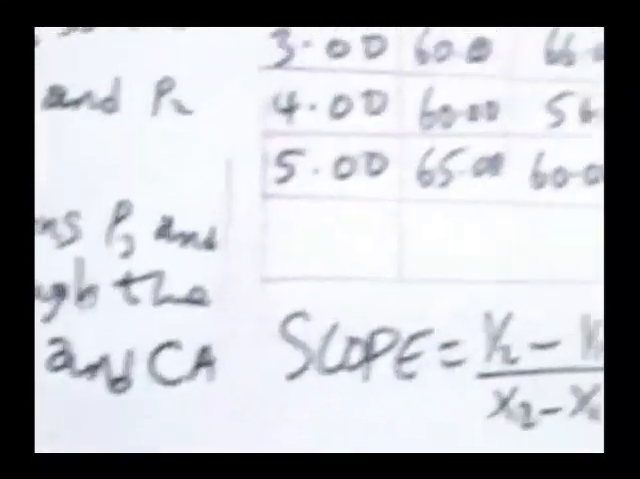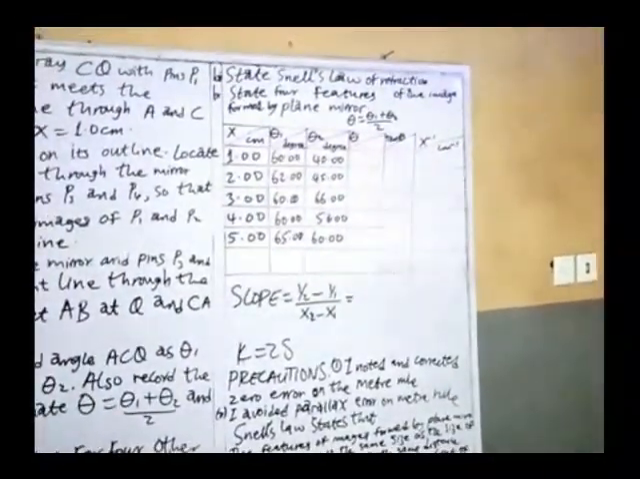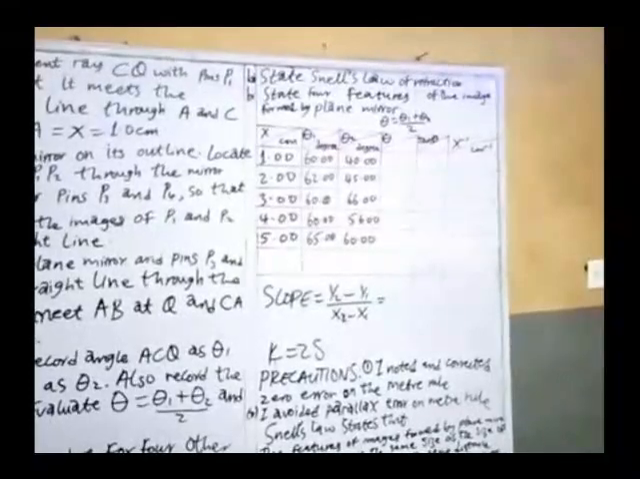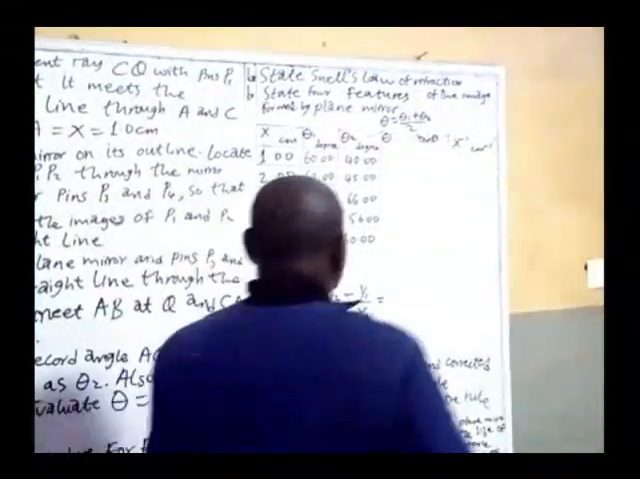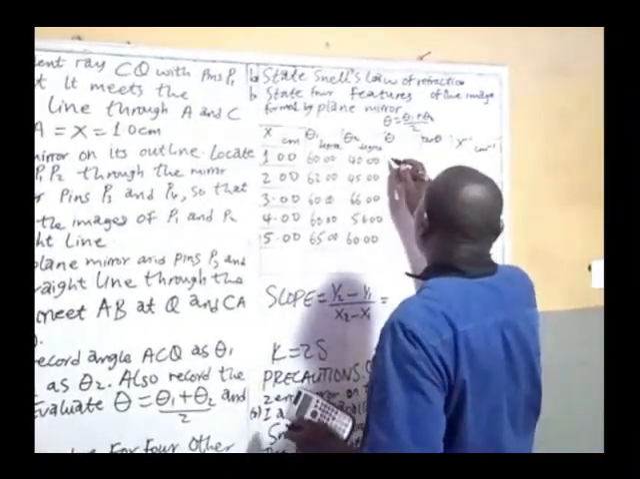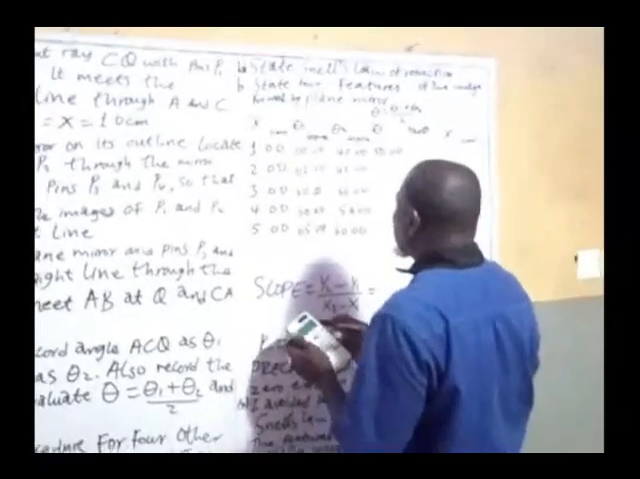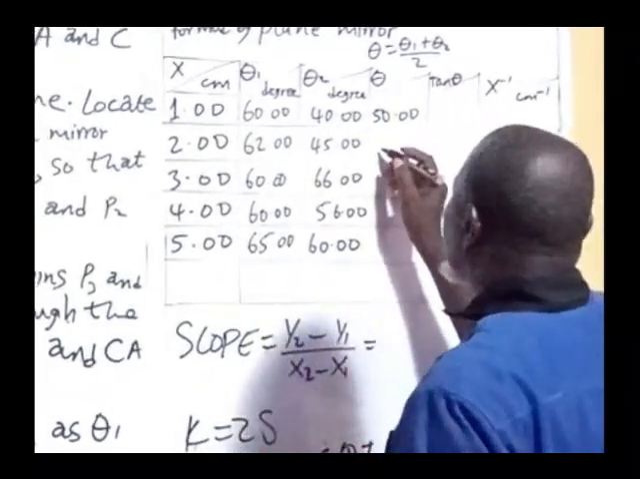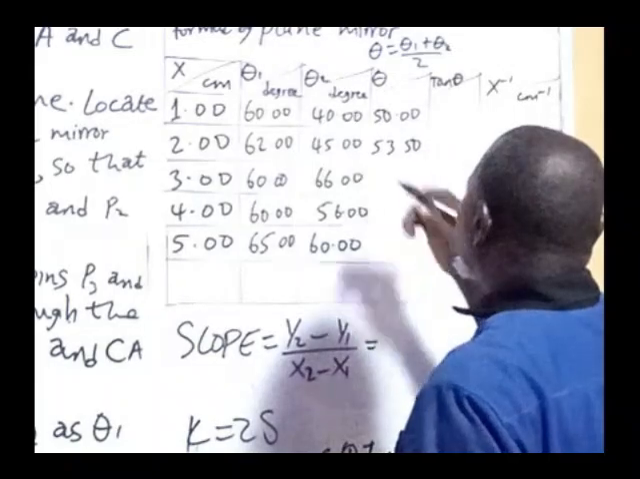Now let's find the average. Sixty plus 40 divided by 2. 60 plus 40 is 100, divided by 2 is 50. 62 plus 45 is 107. 107 divided by 2 is 53.5. 60 plus 66 is 126. 126 divided by 2 is 60.